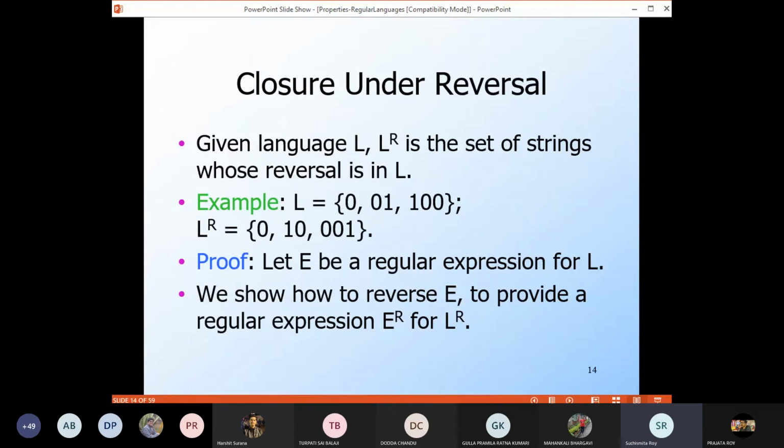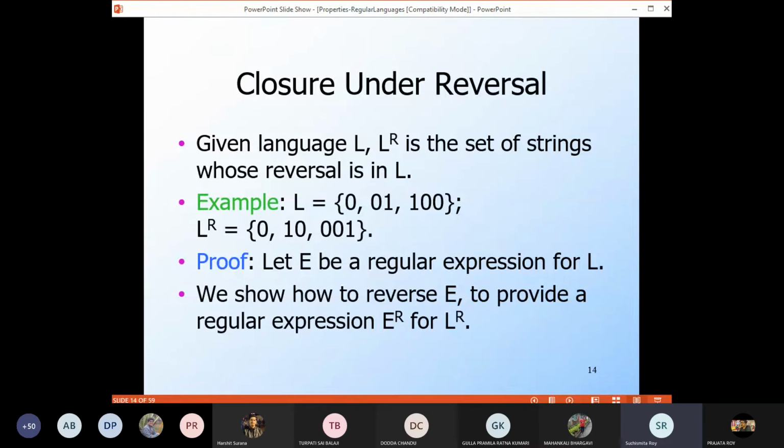So if your L consists of the strings 0, 0 1, 1 0 0, then LR consists of the strings: now 0 you cannot further reverse it. So for strings of length 0 and 1, reversal does not have an effect. It's the same string. 0 1 becomes 1 0. 1 0 0 becomes 0 0 1. So this set now is LR.